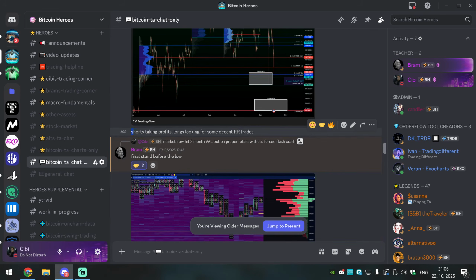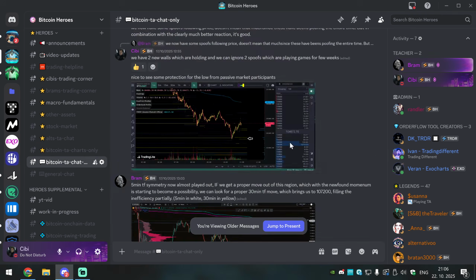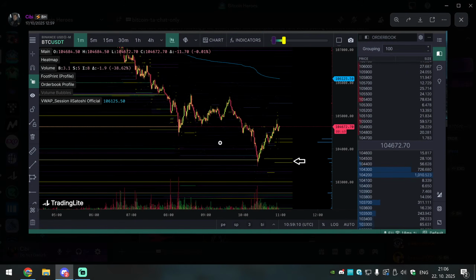And then shorts started taking profit. Longs are looking for some decent reward ratio trades. That's what you are seeing. Now we are pushing out of the low. You see how market is still doing structure to the downside. That's why we took the take profit one on the initial push.